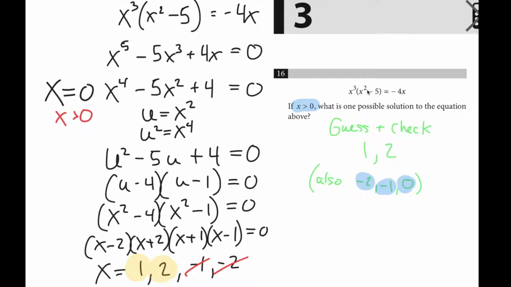You get 0 on the left hand side, 0 on the right hand side, and so the 0 would work, except we have to make sure that we report all the answers, all the positive answers. 0 does work in this equation, but it doesn't satisfy this condition.